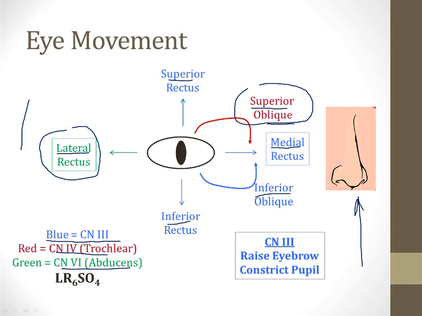Many medical students remember the innervation of the extraocular muscles using the chemical formula LR6SO4. This stands for the lateral rectus muscle innervated by cranial nerve 6, the superior oblique muscle innervated by cranial nerve 4, and all other muscles are innervated by cranial nerve 3. And then finally, cranial nerve 3 also has additional effects other than moving the eyeball. That includes raising the eyebrow, and in addition it carries parasympathetic nerve fibers which constrict the pupil.